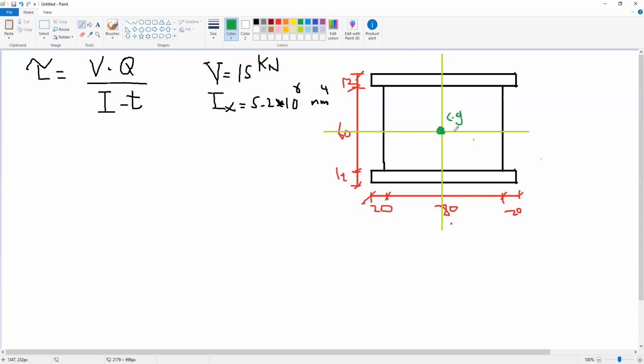Okay, to draw the shear stress distribution, we need to mark or create cuts at which we will calculate the shear stress. So the cuts will be horizontal cuts because the shear force is vertical. So this is our shear force. So we need to calculate the shear stress at different sections. The first section is at the top of the cross section, at the beginning of the section. This is our first section, section 1.